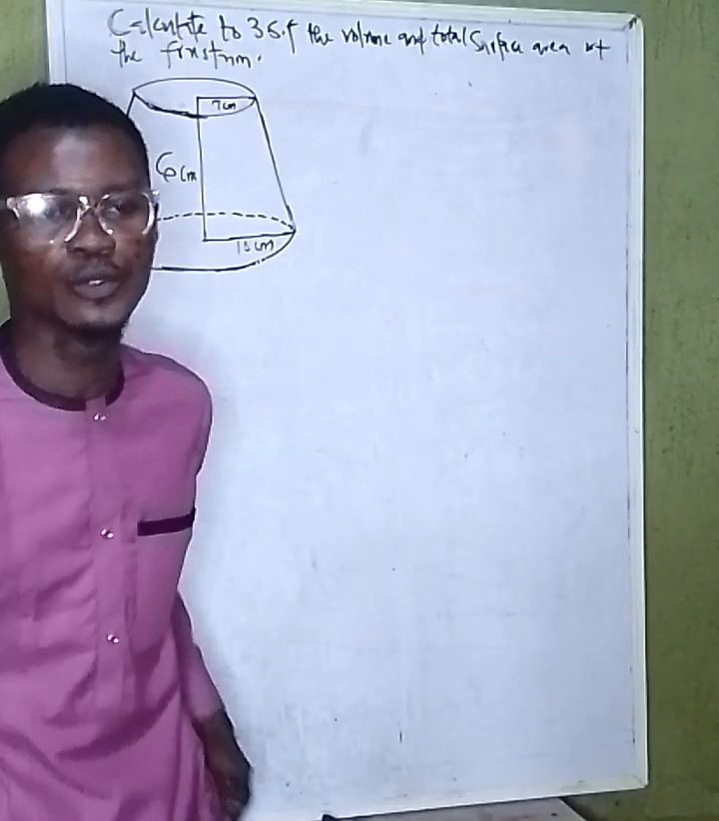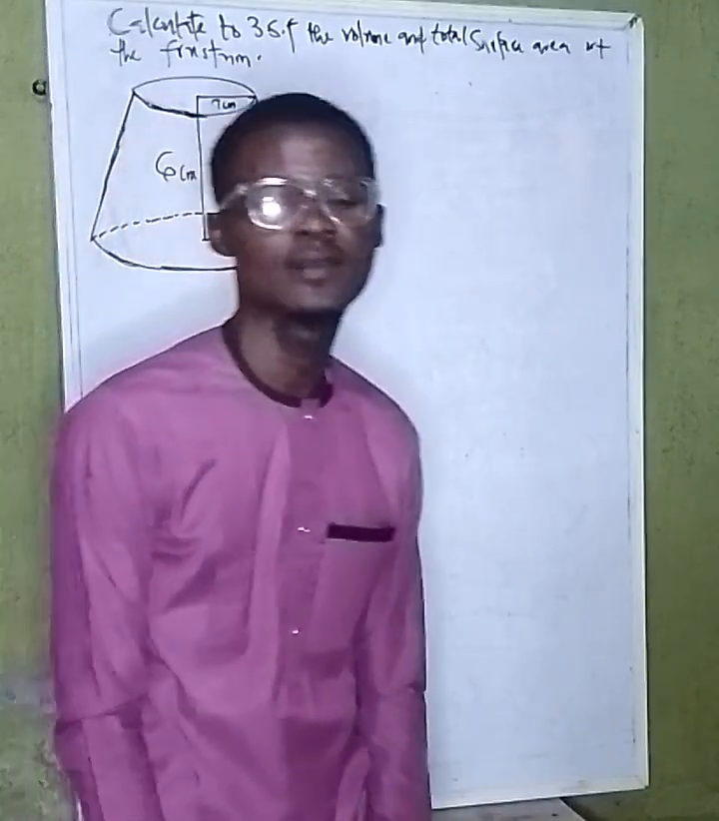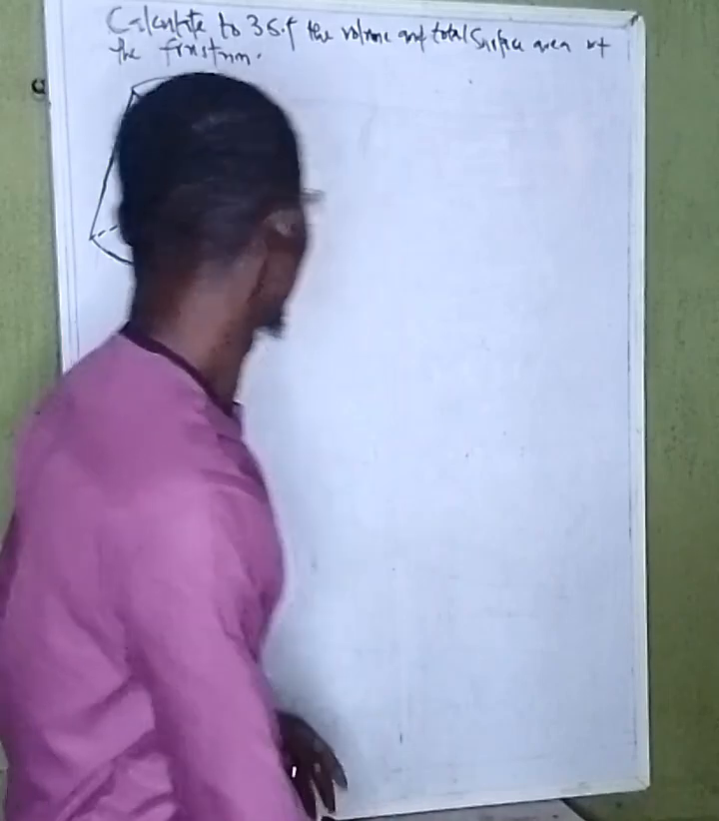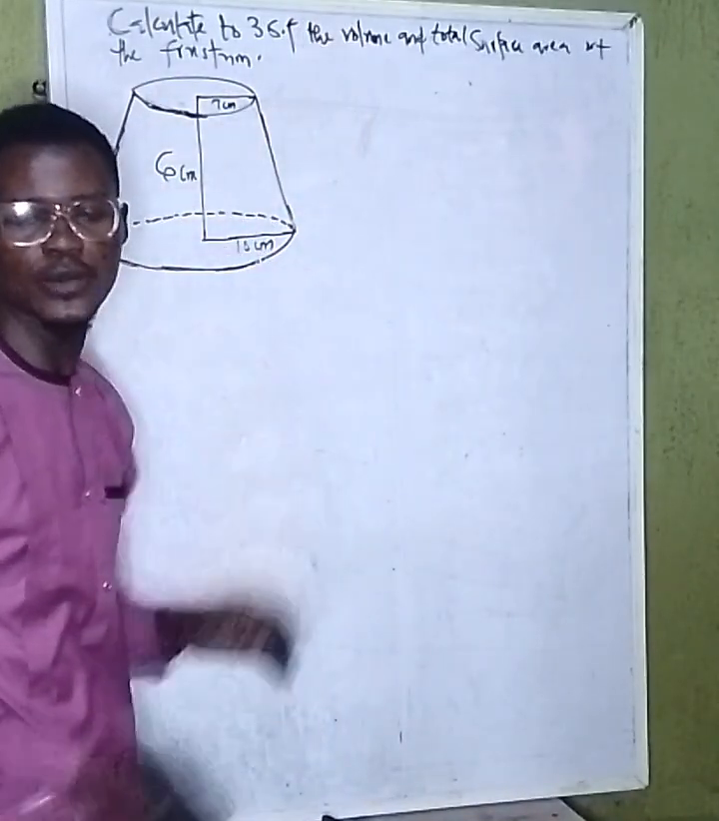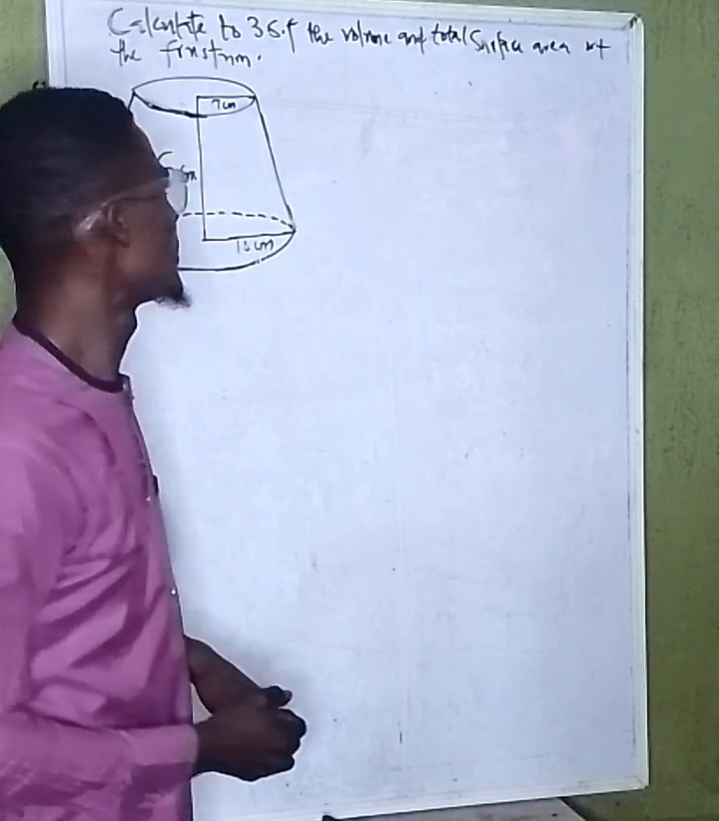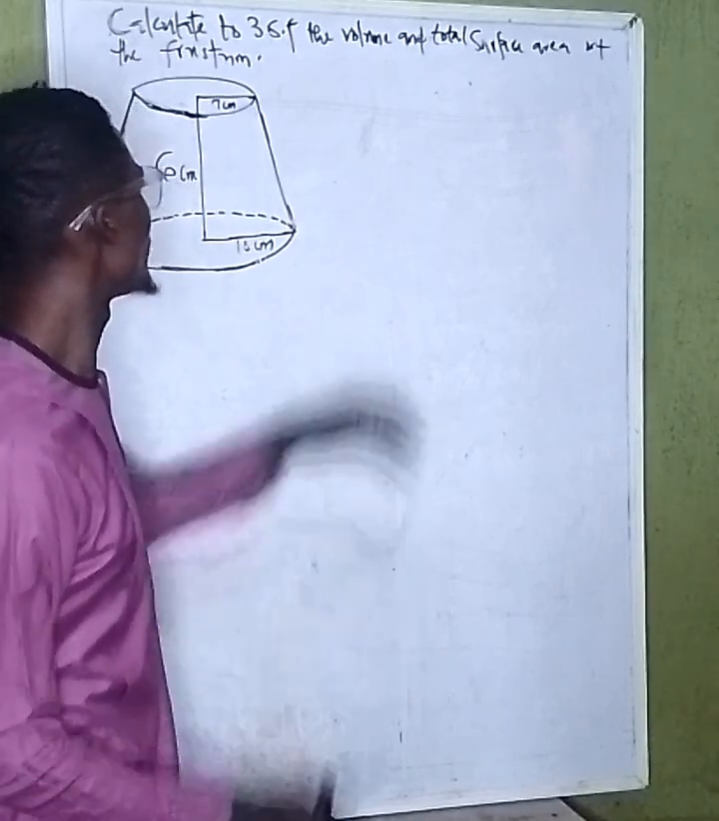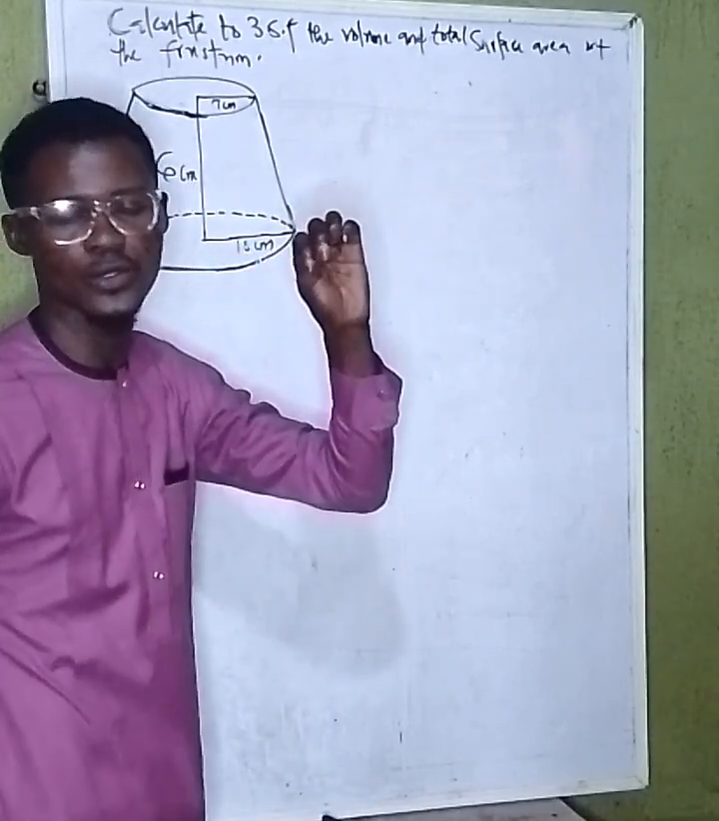We are here again to solve mathematics together. The problem we are having today is on Frustum. We'll be taking a look at Frustum. The question says that we should calculate the volume and the total surface area of a Frustum.